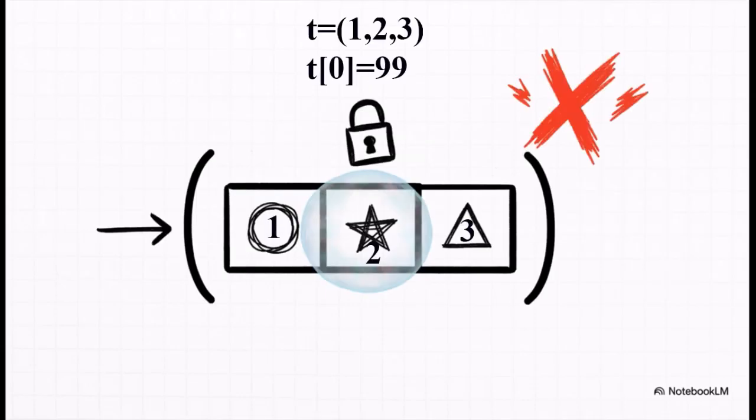Now let's try the exact same move with a tuple. We create it with 1, 2, and 3. We try to change that first element to 99, and bam, we hit a brick wall, a type error. Python literally stops us and says, nope, you can't do that. A tuple object does not support item assignment. This error is the tuple's built-in security guard enforcing that carved-in-stone rule.